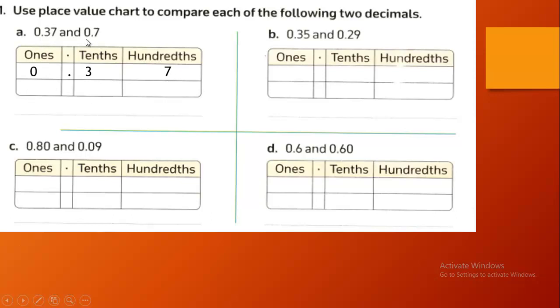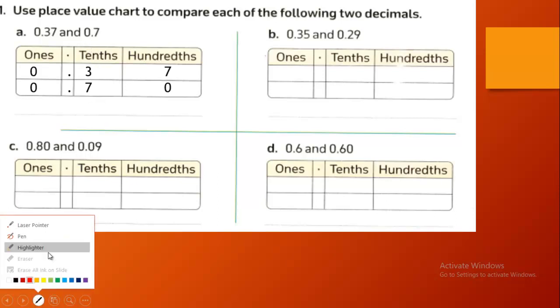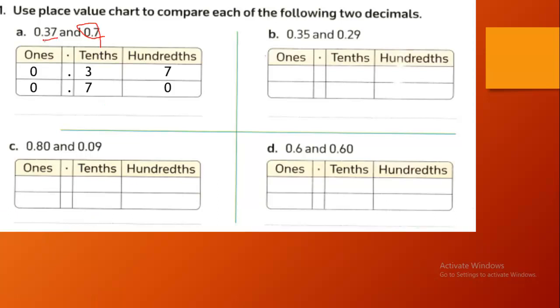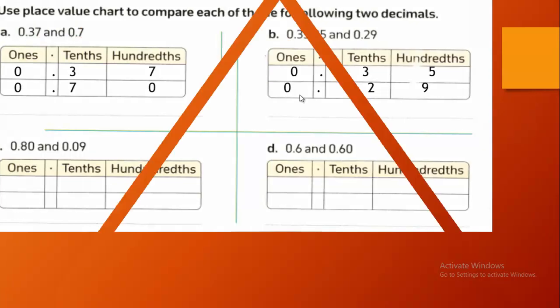And for 0.7, we write 0 in ones, 7 in tenths place, and there does not exist a hundredths digit, so we will put 0 in the hundredths place. So if I want to compare these two decimals, we have 0.70 greater than 0.37. So this decimal is greater than this decimal. Number B, we can write these two decimals in the place value chart. So we have 0.35 and 0.29. So we have 0 and 35 hundredths greater than 0 and 29 hundredths.